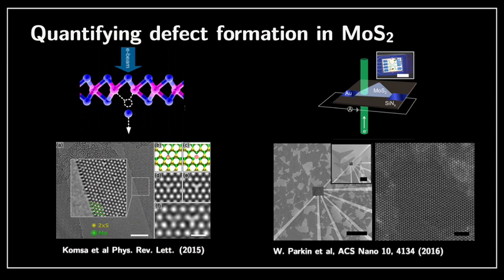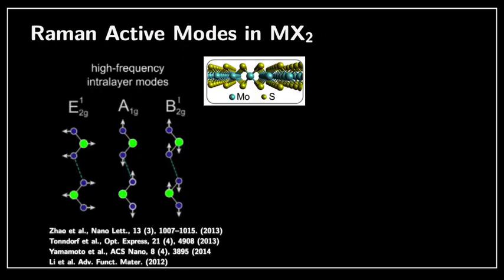So in this work, we were interested in seeing, can we use a cheaper method to tell how many defects we have. A lot of work in my group is related to Raman spectroscopy. In Raman spectroscopy, we actually measure the frequencies of those particular vibrational modes.